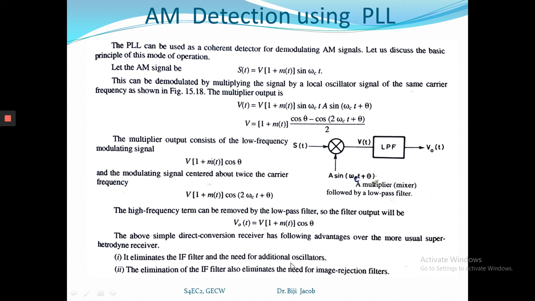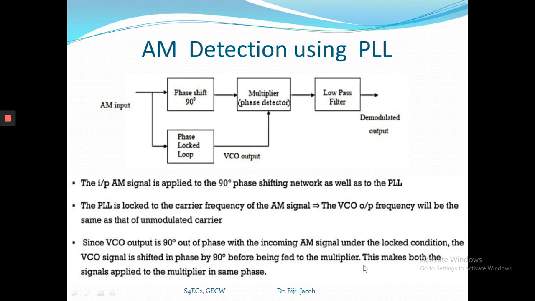In the case of superheterodyne receivers, you should have a local oscillator to generate the carrier frequency, and it has to be tuned. And the second advantage: the elimination of the IF filter also eliminates the need for image rejection filters. That's the advantage of going for coherent detection. So a PLL can be used to demodulate AM using coherent detection like that.